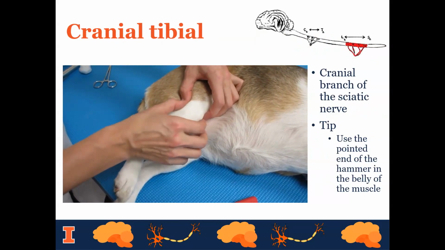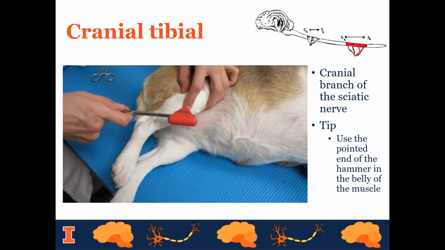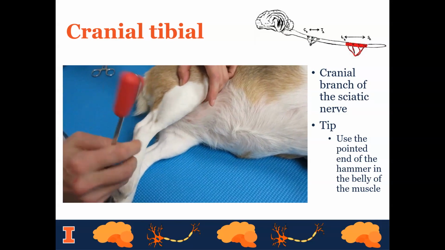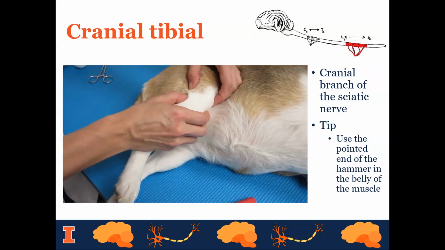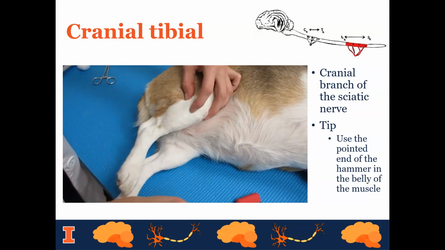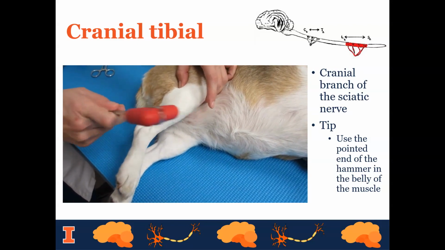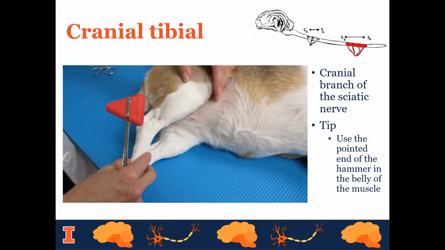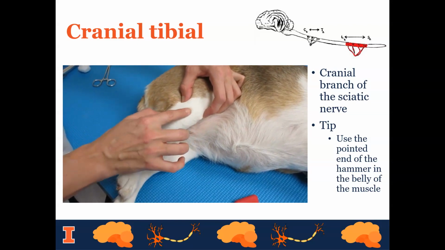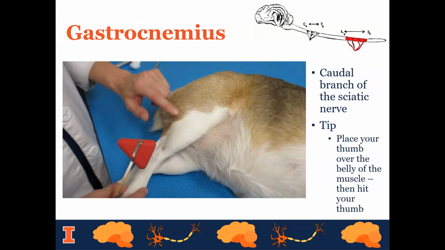So with cranial tibial testing, this is a branch of the sciatic nerve. And this is going to test how well she can lift her little foot up at the hock. So I'll usually feel the muscle belly of the cranial tibial muscle. I'll feel the top of the tibia and kind of work down in a little V. And in the middle of that muscle belly, you can hit with the pointy end of the hammer and you should get this good brisk jump. So that's testing sciatic, which is also in that L7 to S3 segment area of the spinal cord.